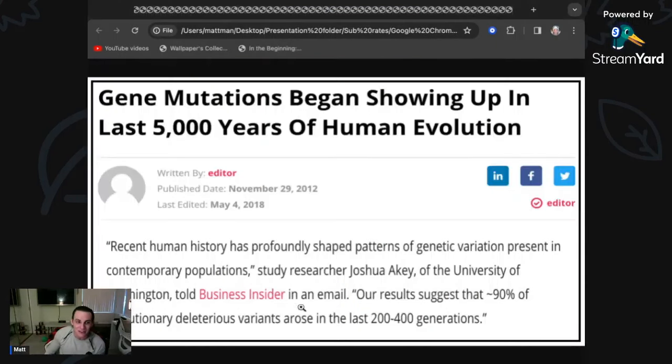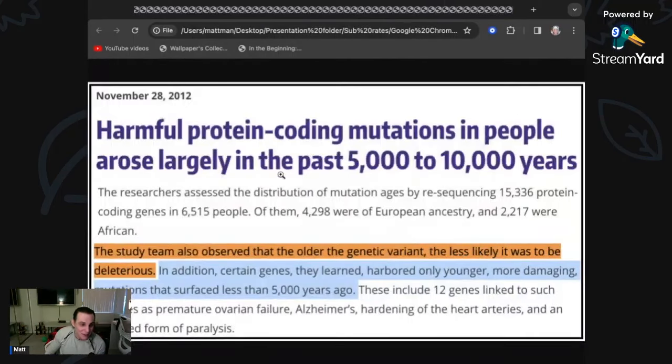When did mutations show up? Oh my gosh, look at that. Randomly, mutations just started to arise out of nowhere about 200 to 400 generations ago. Surprise, surprise. Exactly what we would expect about 5,000 years ago, right? Here's another one. Harmful protein coding mutations, a large rise about 5,000 years ago in the past.